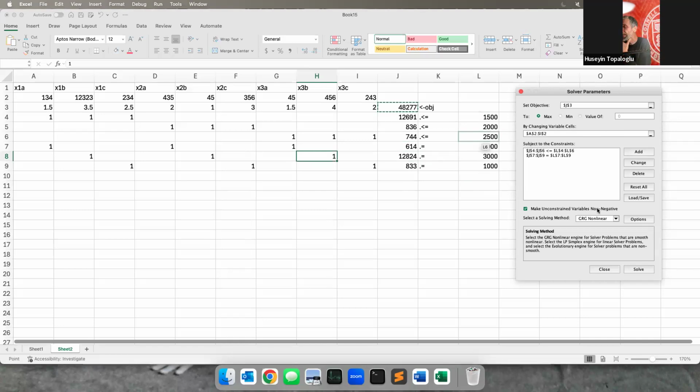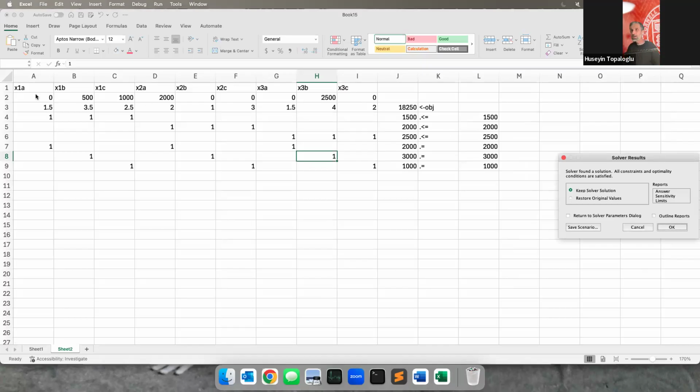Okay, make unconstrained variables non-negative. So we want to make sure that all of our decision variables are non-negative. We're solving a linear program, so let's use this algorithm called simplex linear program. And now let's say solve. Let's see what optimal solution we get.